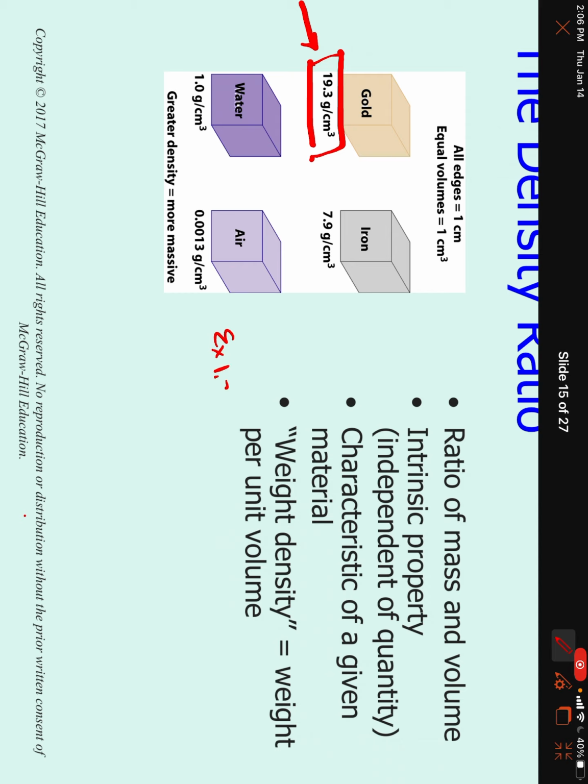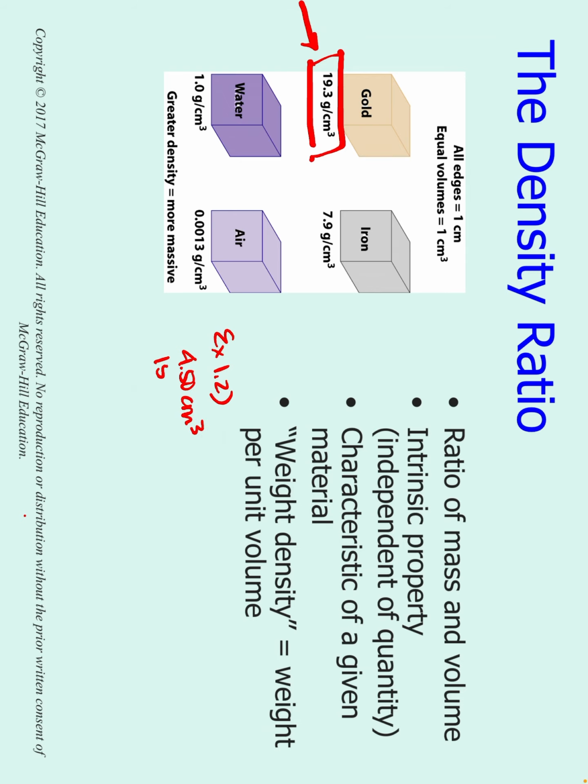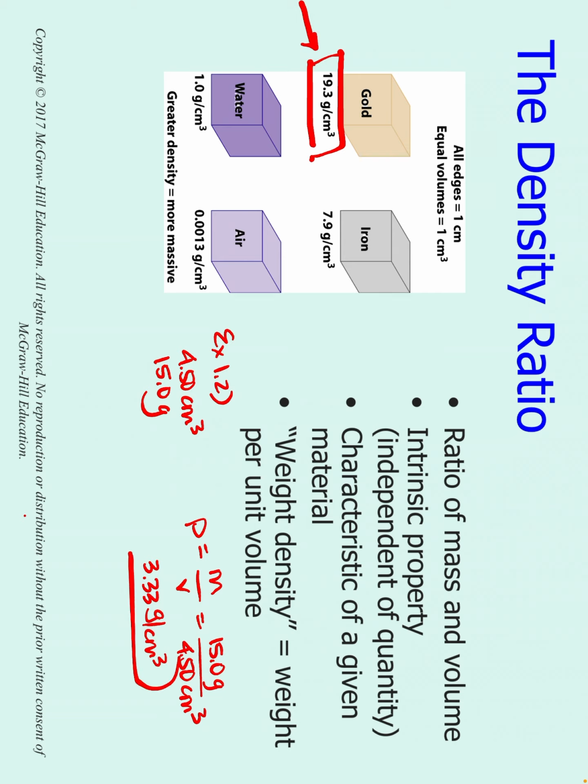All right, so example 1.2 says a rock with a volume of 4.5 centimeters cubed has a mass of 15 grams. What is the density? So density is mass divided by volume. So 15 grams divided by 4.5 centimeters cubed. So just do your 15 divided by 4.5 and you get 3.33. You want to make sure that you have the right number of significant figures, which we haven't really quite gone over yet, but I will go over that here in a moment.